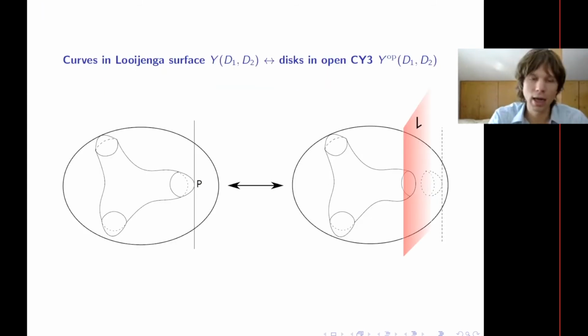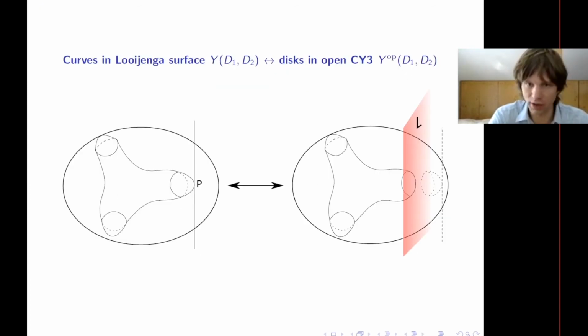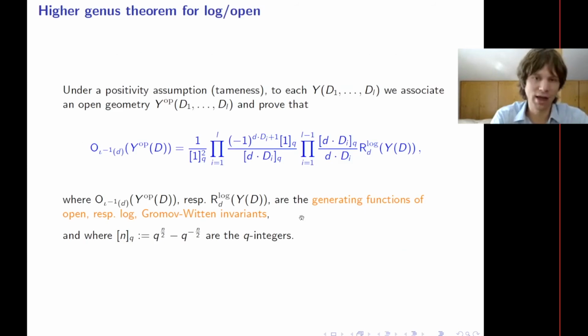Now I should say that really what we do is we combine both, because we twist by the conic and we remove the line. We do this because otherwise we cannot compute the open invariants. We can only compute them when we're in the toric Calabi-Yau threefold case. So in summary, curves in the Looijenga surface correspond to disks in the open Calabi-Yau threefold. This story works in higher genus, and I'll say something about this. And then we also have this twisting, which I don't talk too much about.